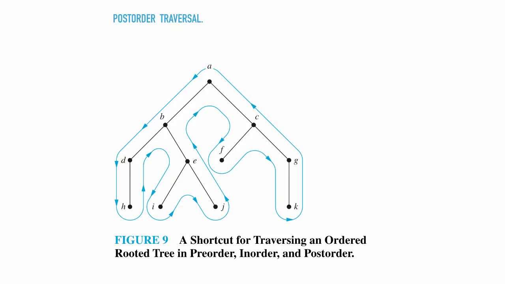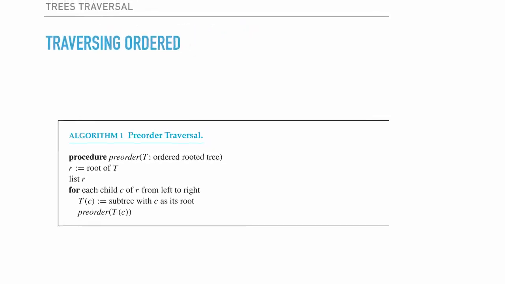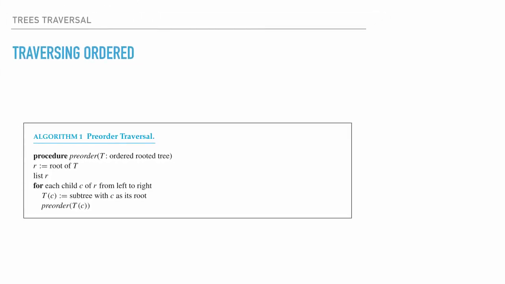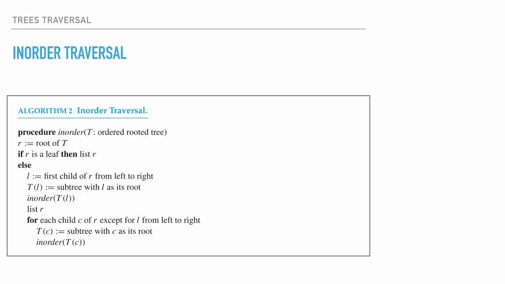Algorithms for traversing ordered rooted trees in pre-order, in-order, and post-order are most easily expressed recursively. So Algorithm 1 summarizes this. Note that both the pre-order traversal and the post-order traversal encode the structure of an ordered rooted tree when the number of children of each vertex is specified. That is, an ordered rooted tree is uniquely determined when we specify a list of vertices generated by a pre-order traversal or a post-order traversal of the tree, together with the number of children of each vertex.